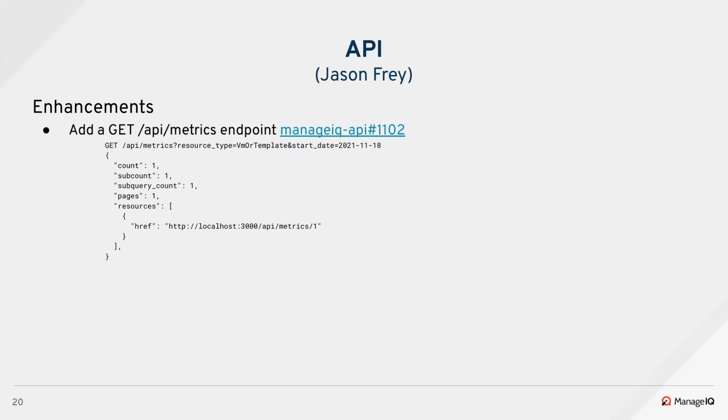One was Adam added the API metrics endpoint. So if you do a get on API metrics, give it a resource type and a date range, it will return the actual metrics themselves. If you expand the resources, it will have the actual metric content in there.